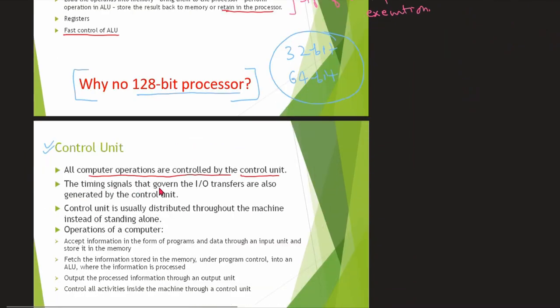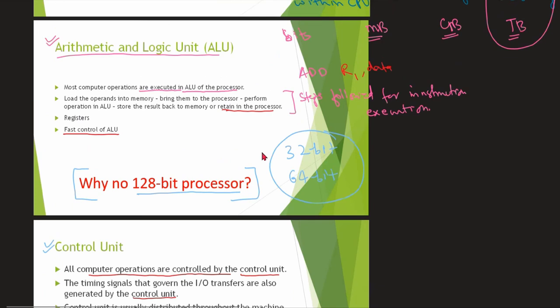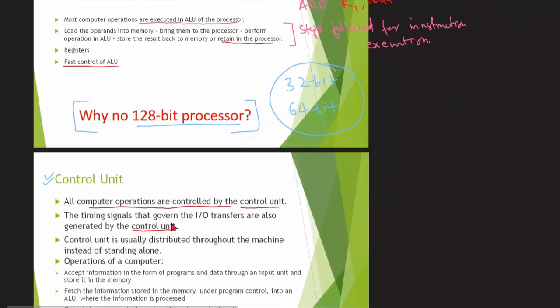The timing signals that govern the input-output transfer are also generated by the control unit. So all these things that need to be done, like when to activate writing data into the memory, and after a certain time the data needs to be copied from the memory and brought onto the data bus. All these are done with respect to time. That is basically called timing control. So the control unit basically does the timing control also.